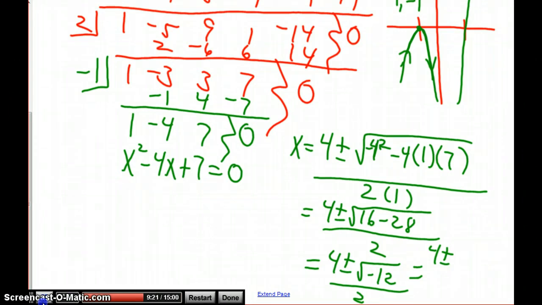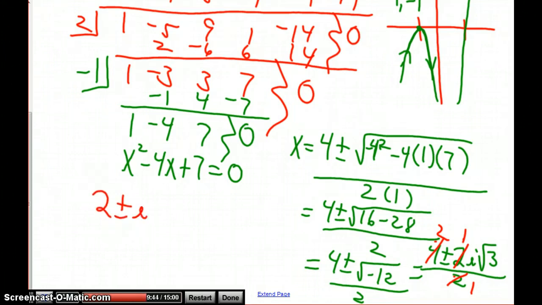2i square root of 3. Beautiful. Those are the lessons you guys learned. 2i square root of 3 over 2, right? Now is that the answer? No, so you can do more. What can go into all 3 of these numbers? 2, right? So 2 goes into 2, 1, into 2, 1, and into 4, 2. So then the answer is going to be 2 plus or minus i square root of 3. And then what are the other answers? 2 and -1, and -1.